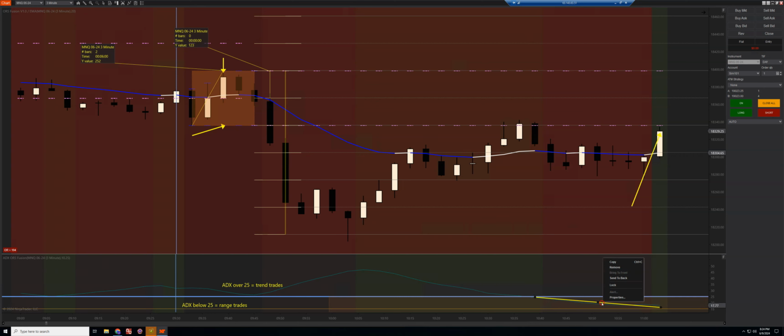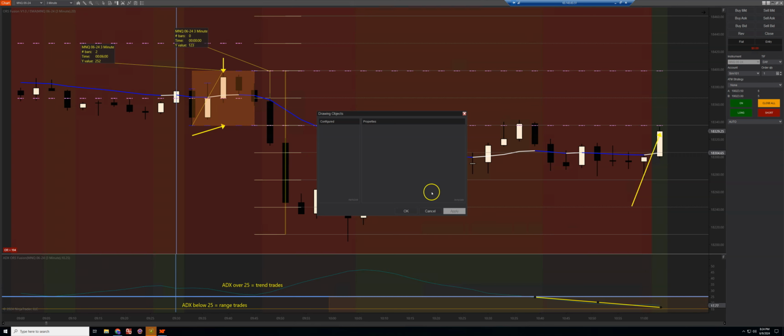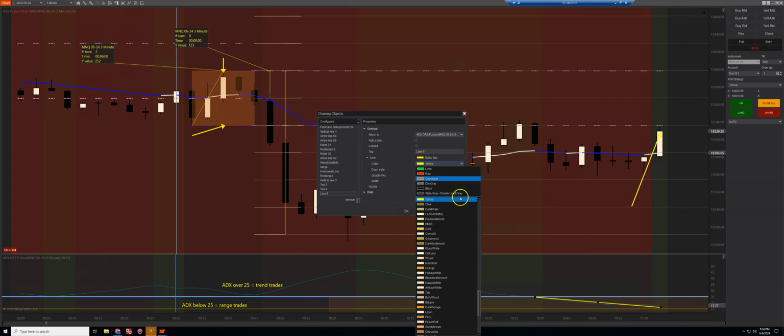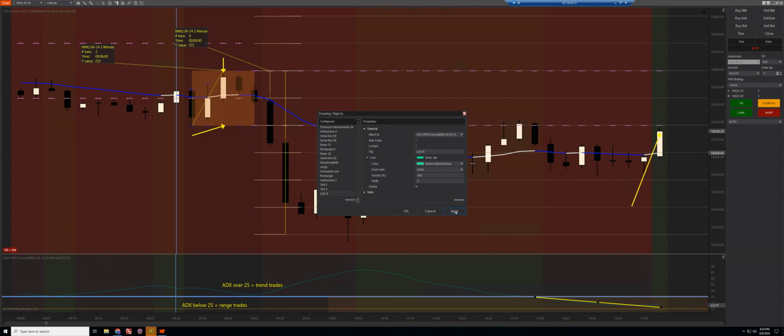I'm actually going to color this because that line's very thin. I take my time. I want everybody to understand how this strategy works perfectly. We can see our ADX here at this point is like 17.77 or something. But here's the crazy part.